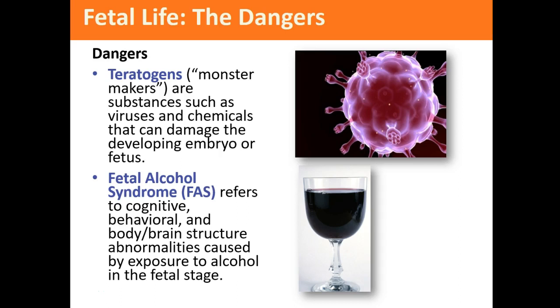Fetal alcohol syndrome is clearly the one teratogen which worldwide has the most potential negative impact on babies. We absolutely know that too much alcohol in pregnancy adversely affects the baby, and again, the name for that is FAS, or fetal alcohol syndrome. But even small amounts of alcohol have been shown to be associated with maybe not full-blown fetal alcohol syndrome, but particularly learning disabilities and certain other things.